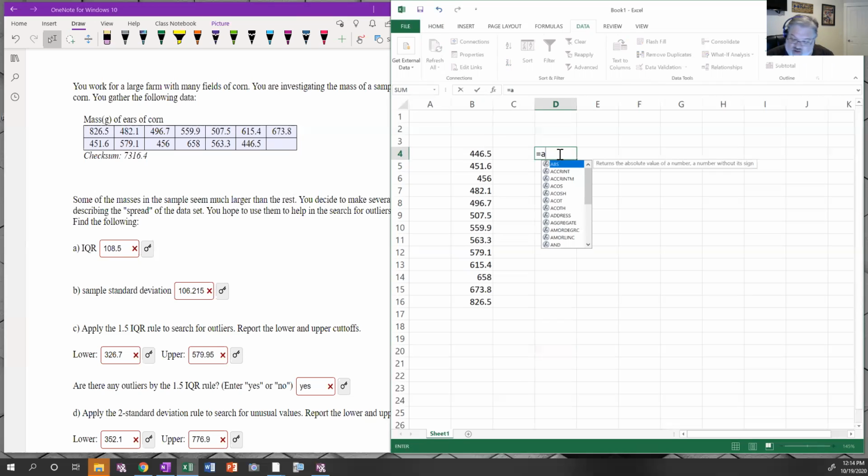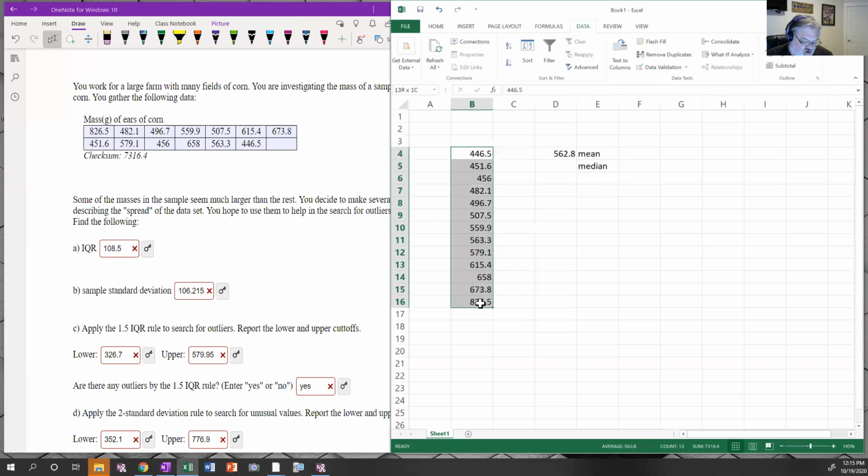So I'm going to find that average. Remember, Excel uses average for mean. So now I'm going to label it so I don't lose track, if I can manage to type. So that's our mean.